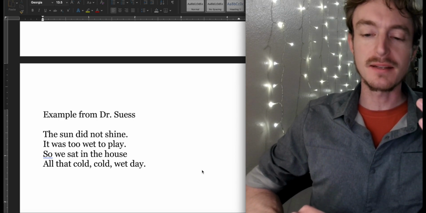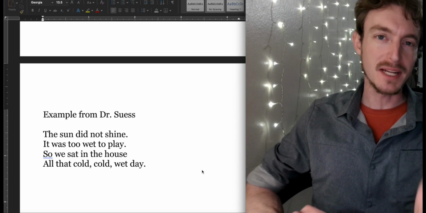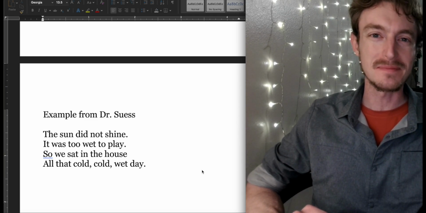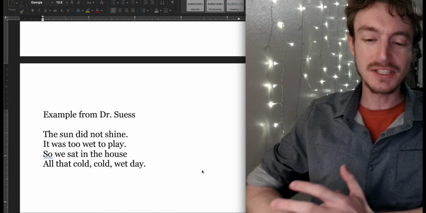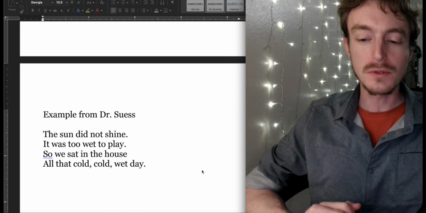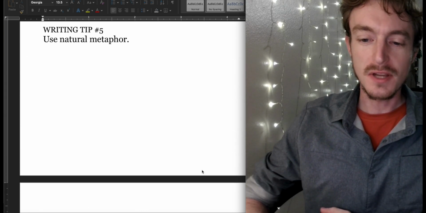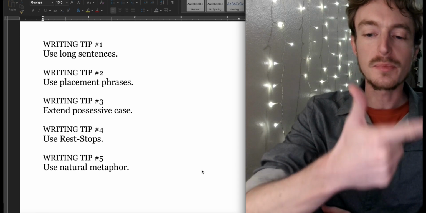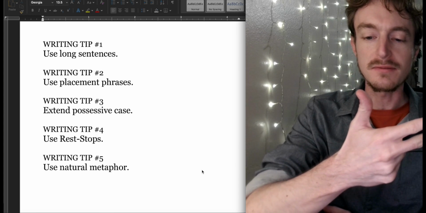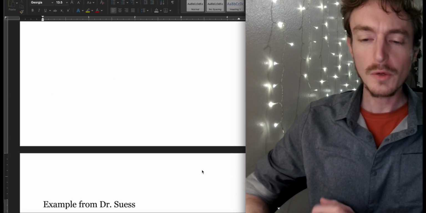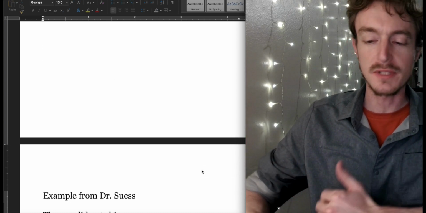So I'm recording this the next day. I wanted to give you guys an example of how to convert someone else's writing into Tolkien's writing. We're going to use Dr. Seuss, okay? This is from Cat in the Hat. The sun did not shine, it was too wet to play, so we sat in the house all that cold, cold, wet day. So our writing tips are use long sentences, use placement phrases, extend possessive case, use rest stops, and use natural metaphor. We're not going to use all of the tips, but we'll use some of them.